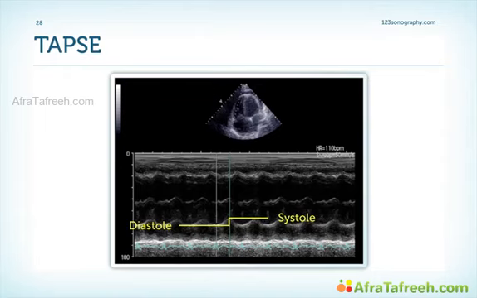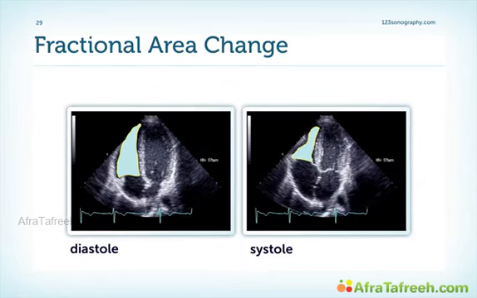The tricuspid annular plane excursion is performed by using an M mode, which is placed across the tricuspid annulus, and the motion of the tricuspid annulus is measured with the help of M mode, here between systole and diastole. The fractional area change is measured using contouring of the endocardium at diastole and at systole, and by calculating the fractional change between these two measurements.